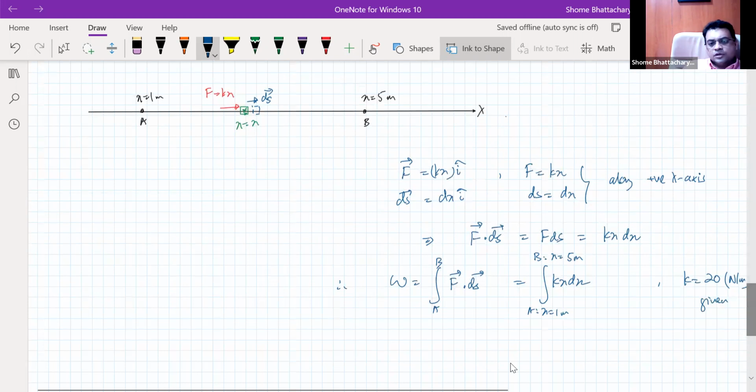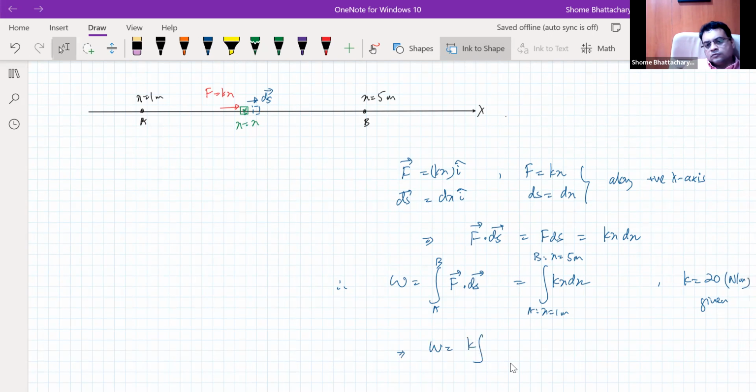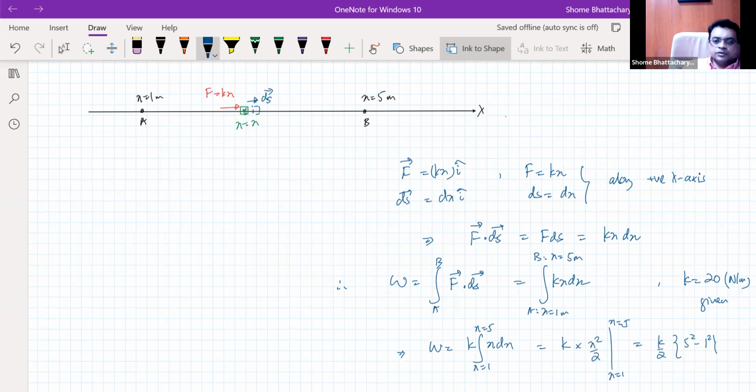Okay, so one more step involved here. Constant k comes outside. Integration of x dx is x squared by 2. So that's how it becomes. Now substitute k. So 10 into 24, or 240 joules.